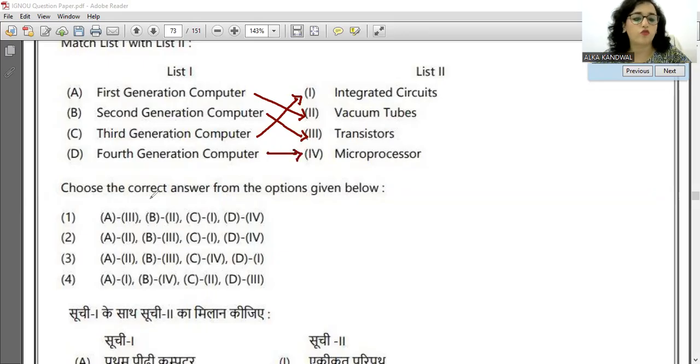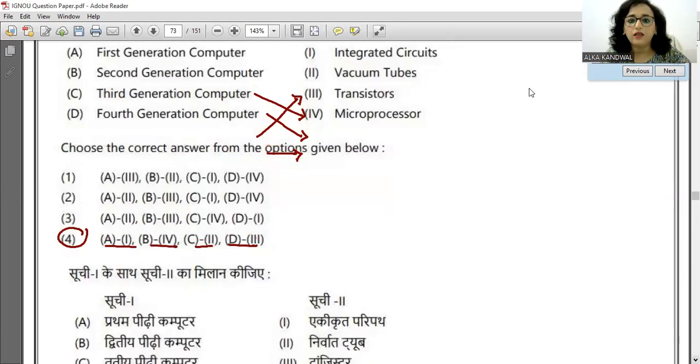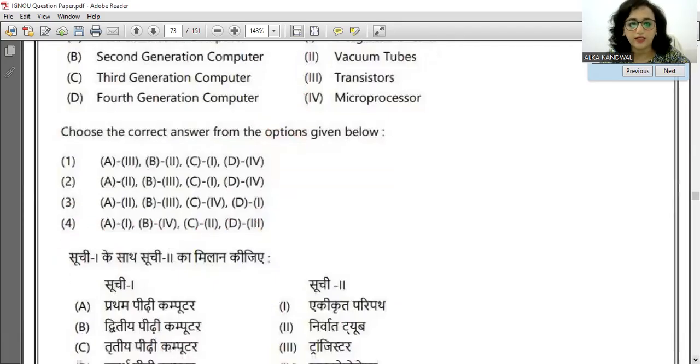So now let us look for the option में कौन सा सही है? A का 2 होगा, B का 3 होगा, C का 1 है, yes, integrated circuit, and D is 4. So yes, the correct answer is option D. That is the correct answer, absolutely. Let us move ahead with the next question.